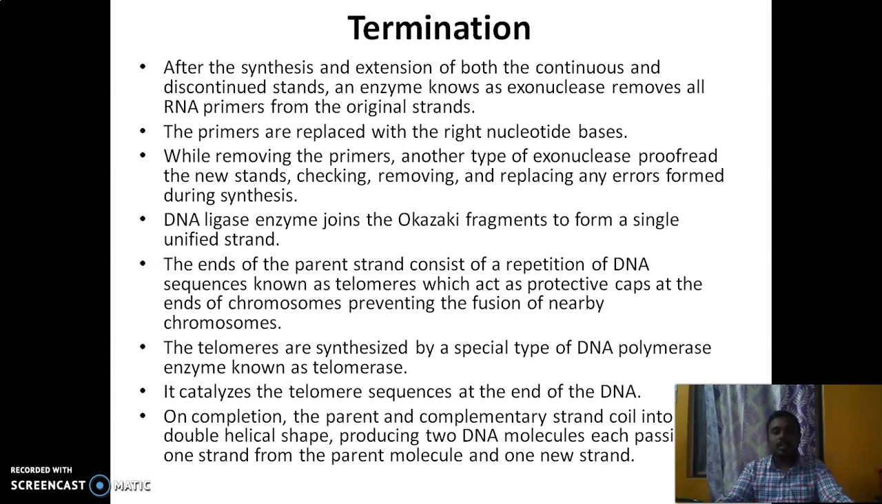Once all these things are performed, the ends of the parent strand consist of a repetition of DNA sequence known as telomeres, which act as protective caps at the end of chromosomes, preventing the fusion of nearby chromosomes. And these telomeres are synthesized by a special type of DNA polymerase enzyme known as telomerase. This telomerase catalyzes the synthesis of the telomere sequence at the end of the DNA. Once completed, the parent and the complementary strand coil into a double helical shape, producing two DNA molecules, each containing one strand from the parent molecule and one from the new strand.